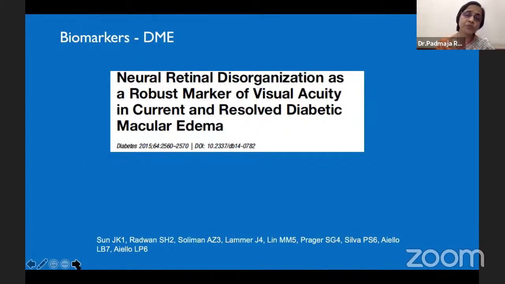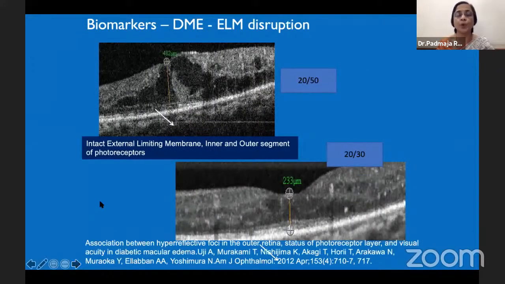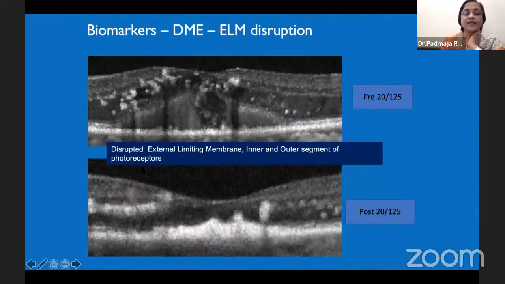OCT's most important role that has been envisaged recently is also as a prognosis, because of the biomarkers in the retinal layers. Because of the spectral domain OCT, we can even see the photoreceptor layer, which are the important layers responsible for sight. So the OCT can tell us if these structures are disrupted, and also whether the inner layers are disrupted.